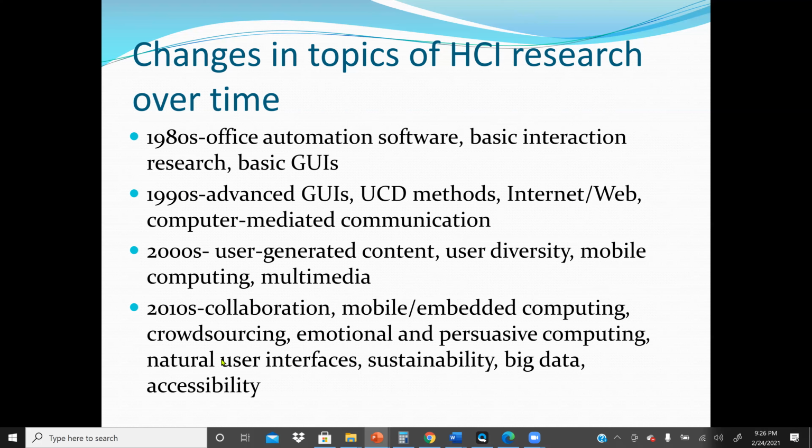Then by the 2010s, we have collaboration systems where we may have two people or two locations, different sites all together. They can, again, through a software system, collaborate and either work together or play together. We also have mobile embedded computing systems. We also have crowdsourcing, emotional and persuasive computing. With regard to robotics, interaction with robot systems. Also, we have natural user interfaces, sustainability, big data, and accessibility.